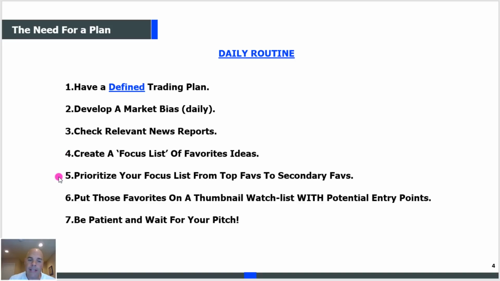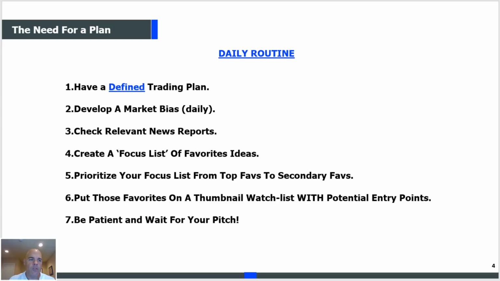Then you prioritize that list. Once you create the main list, it might be 10, 15, 20 ideas. Once you've created that list, you prioritize it in terms of your top favorites, like we did today. I had a list of, I think, 14 ideas, but we had 5 favorite ideas on that list today. Put those favorites on a thumbnail watch list with potential entry points. Kind of know where you would like to enter those trades, a rough idea of the area. And then when the market opens, be patient. Wait for your pitch. Don't be in a rush.